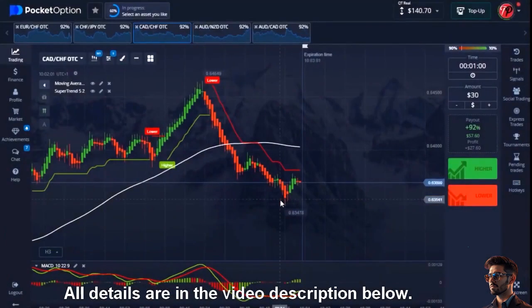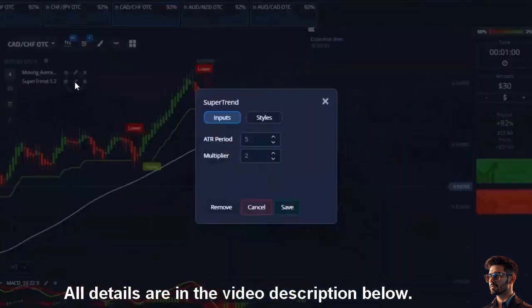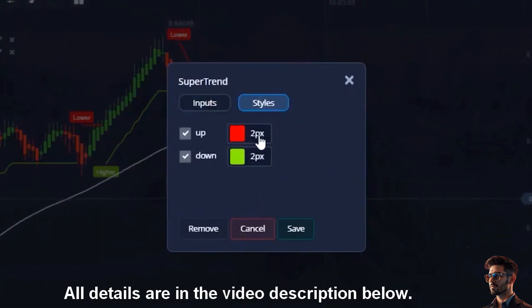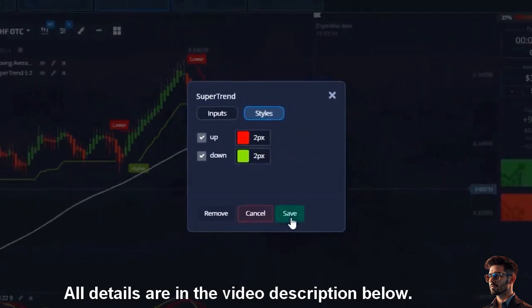The second indicator is Super Trend, with a period of 5. The multiplier is 2. On the Style part here, make sure I set my line to 2 pixels. All right, so that's pretty much all you have to do. When you're done, you hit save.